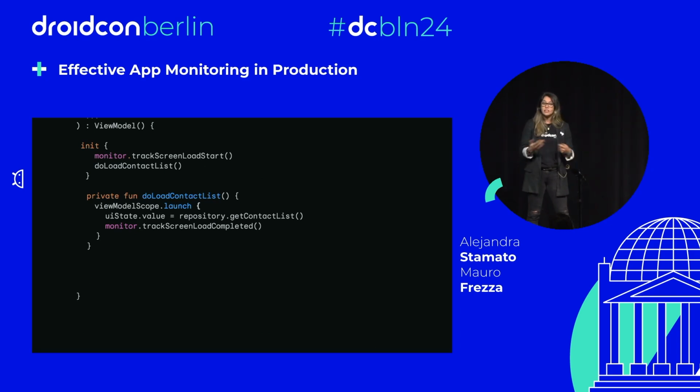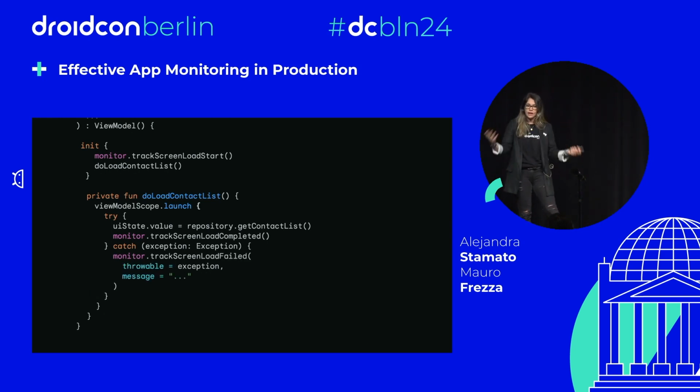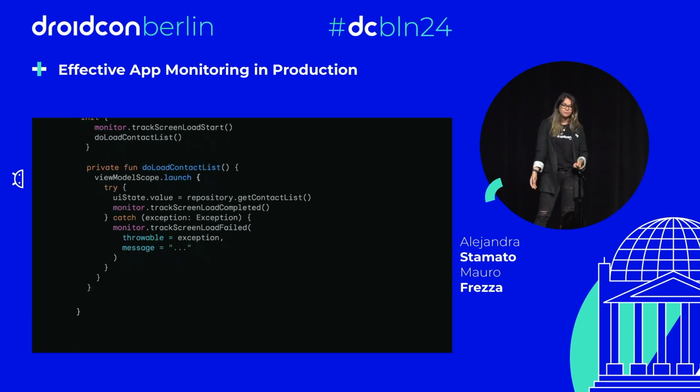But if everything doesn't go right, what we have to do is try-catch the exception that may have occurred. Of course, we're going to have some UI state value, update the UI correspondingly with an error message maybe, and then we can call monitor.trackScreenLoadFailed, and we're going to send the exception that we've received to the monitoring system to be able to get more information as to what went wrong here.